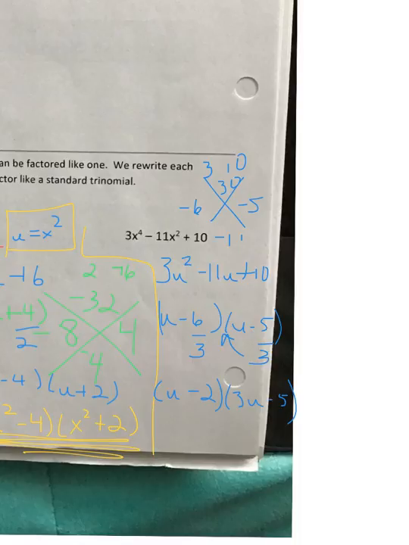And you are almost done. What's your last step? Correct. You have to remember you said u equaled x squared. So now you have to plug x squared back in. This cannot be factored anymore, so you are done.